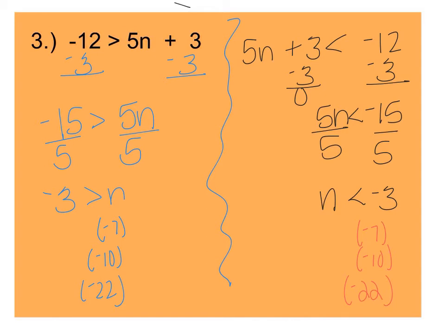So notice that these two answers mean the same thing. They look different because the inequality sign is different, but they communicate the same thing. Saying that n is less than -3 is the very same thing as saying -3 is bigger than n.